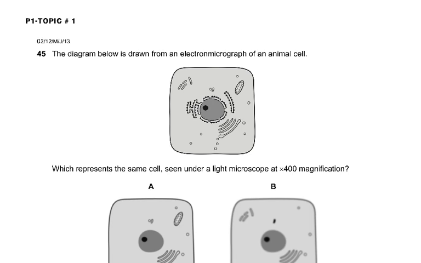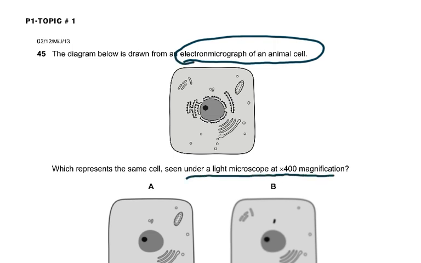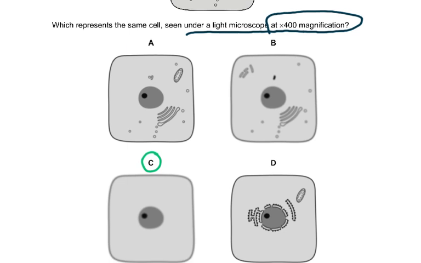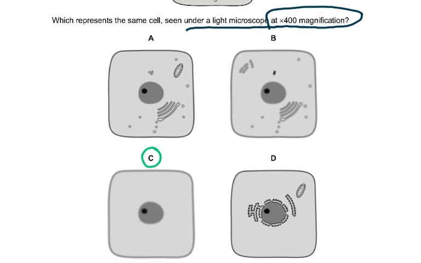Now, question 45, the diagram below is drawn from an electron micrograph of an animal cell, which represents the same cell seen under a light microscope at X400 magnification. So you're not going to see any details, and all what you will see is C. You can't be seeing this ER, this Golgi, and all this ER and RER and mitochondria. You can't see these details at 400 magnification.